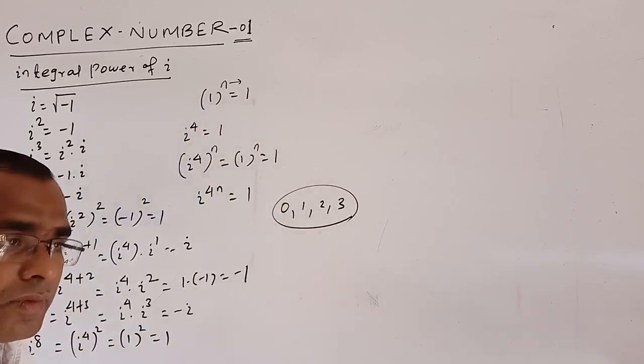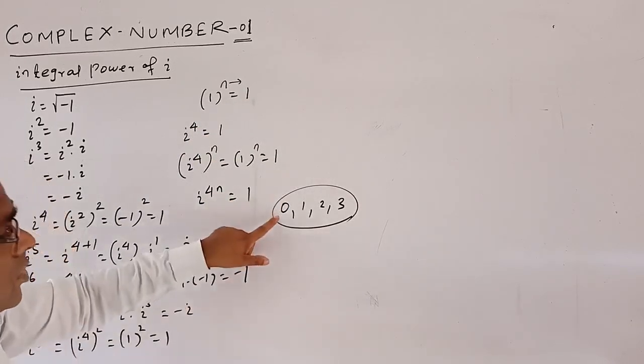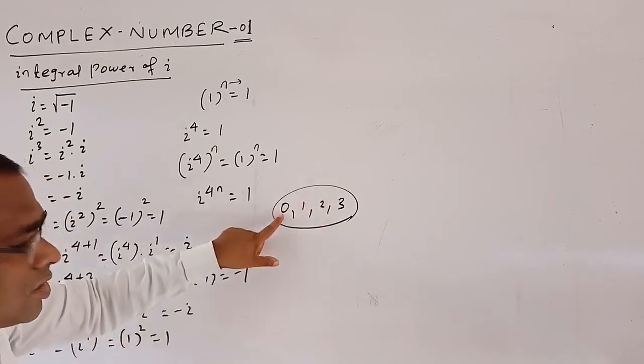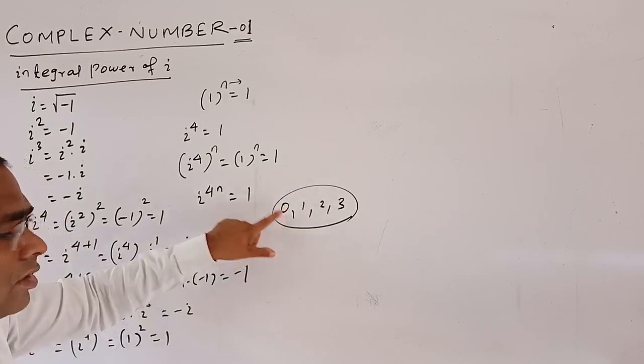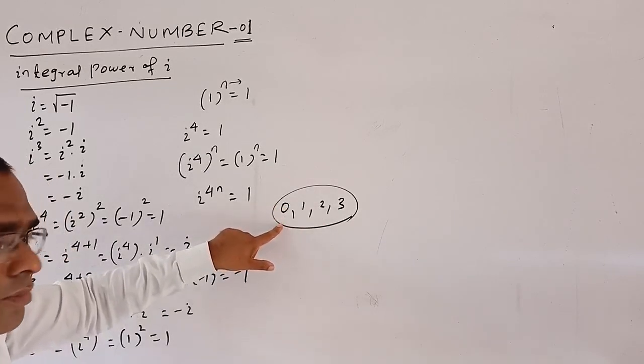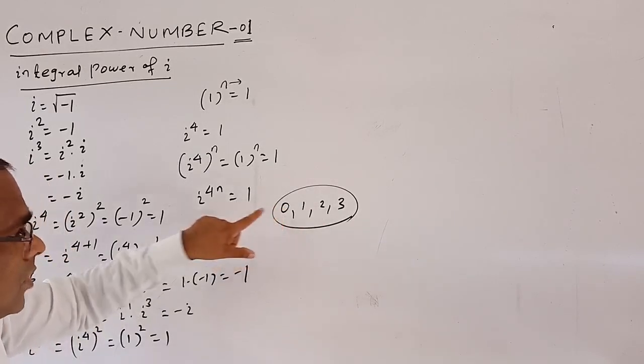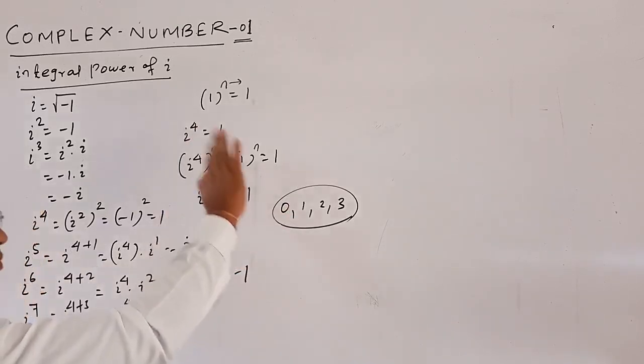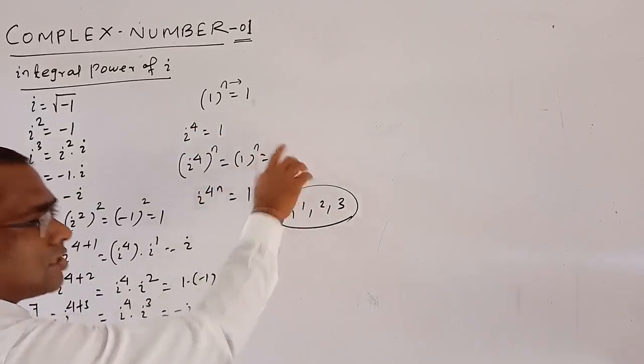Any number when divided by 4, the remainder will be 0 or 1 or 2 or 3. If remainder is 0, then that number must be divisible by 4. So divisible by 4 means the value will be 1, because if the power of i is a multiple of 4, then this is 1.